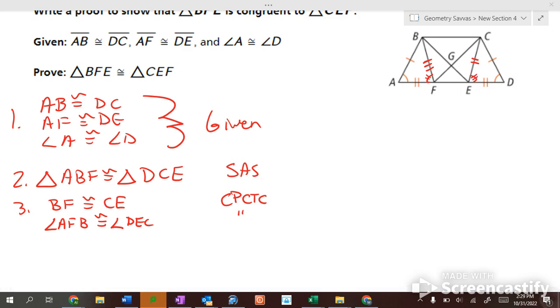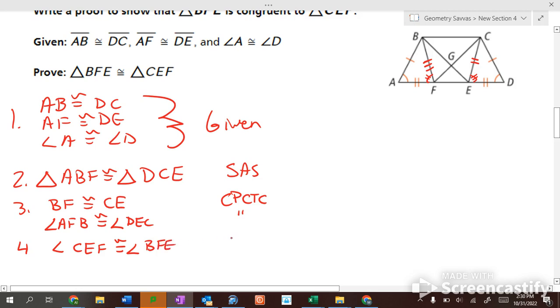Okay? Which then in turn makes the angle right across from it, angle CEF, congruent to angle BFE because of the congruent supplements theorem.